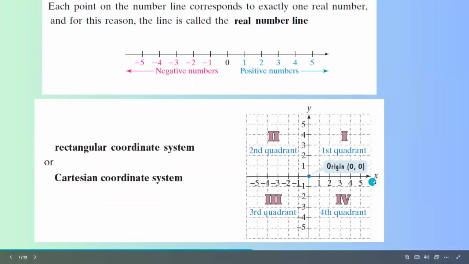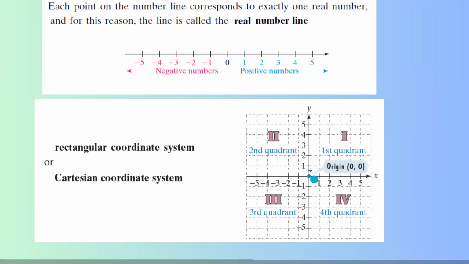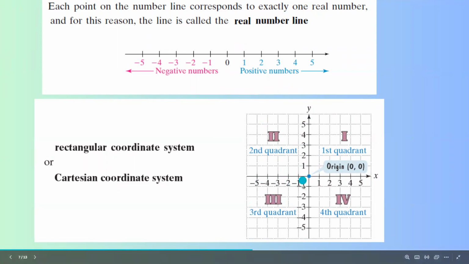These two lines divide up the plane into 4 quadrants. In the first quadrant, x and y are positive. In the second quadrant, x is negative, y is positive. In the third quadrant, x is negative, y is negative. And in the fourth quadrant, x is positive and y is negative.